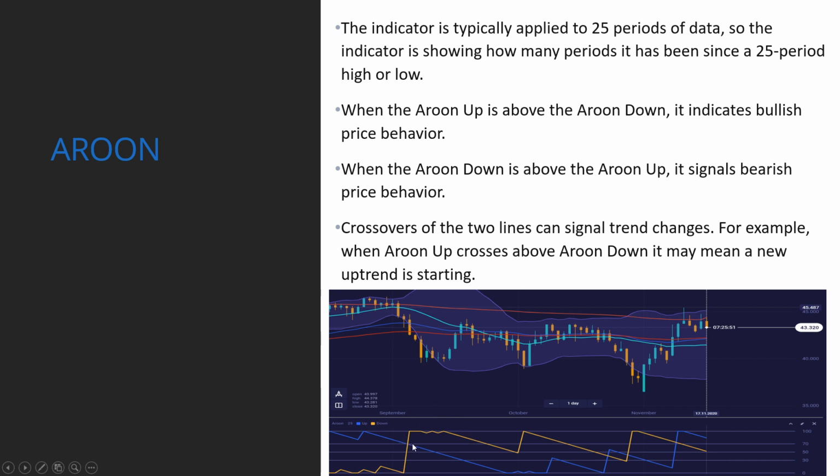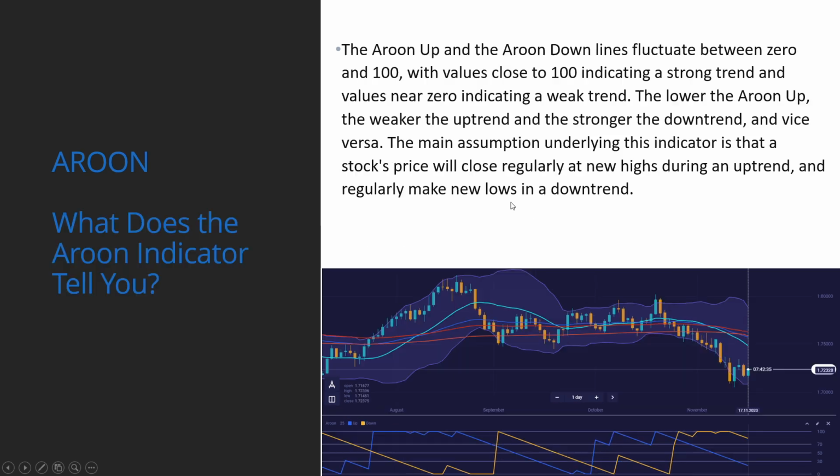So as you guys can see on this cross here, that was the first bearish candle on the daily graph. Now, a crossover between the lines, something that I have talked about before with you guys, signals a change of trend. For example, when the AROON up crosses the down line, it may mean that a new uptrend is starting, as we have right here. And this is an indication of a false signal, and we'll go through that at the end of the video.